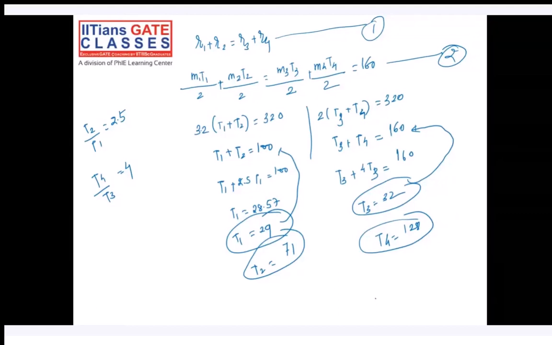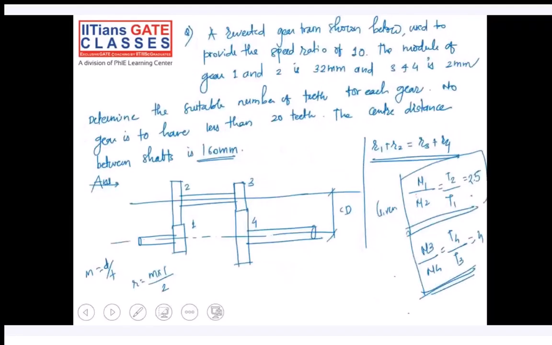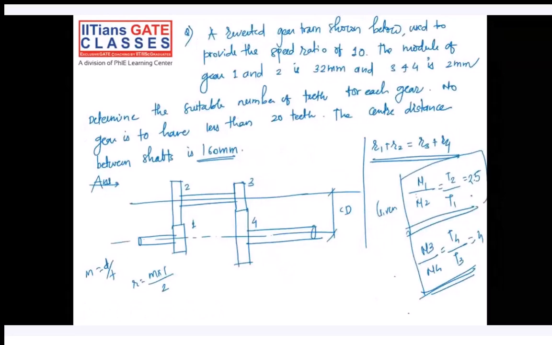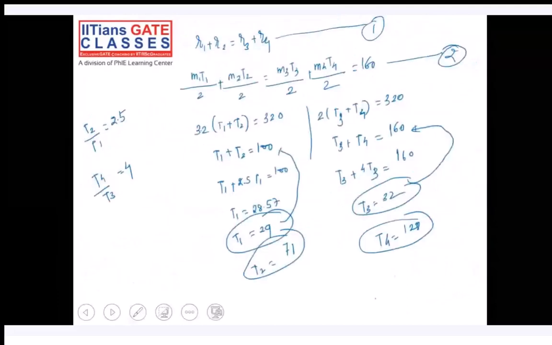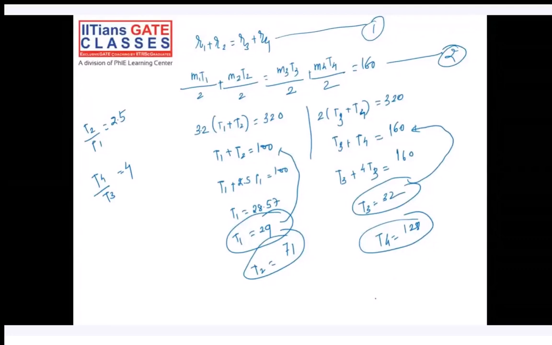In the question, no gear is to have less than 20 teeth. Okay, if you see here, they have given the condition that none of the gears should have teeth less than 20, and that is already satisfied here, right? None of the gears, the first, second, third or fourth, has a number of teeth less than 20, so you don't have to worry. Let's take another question.